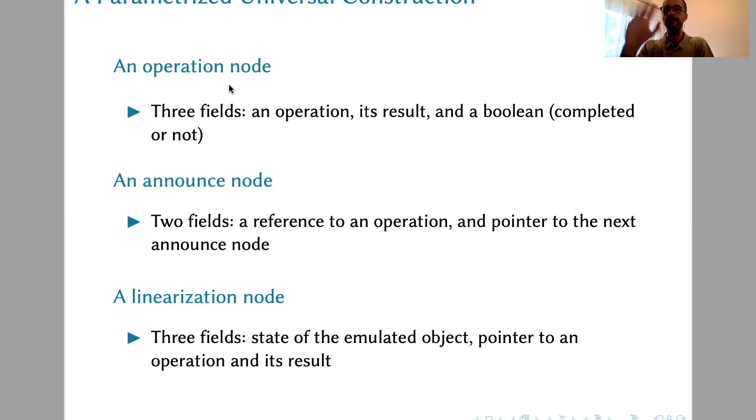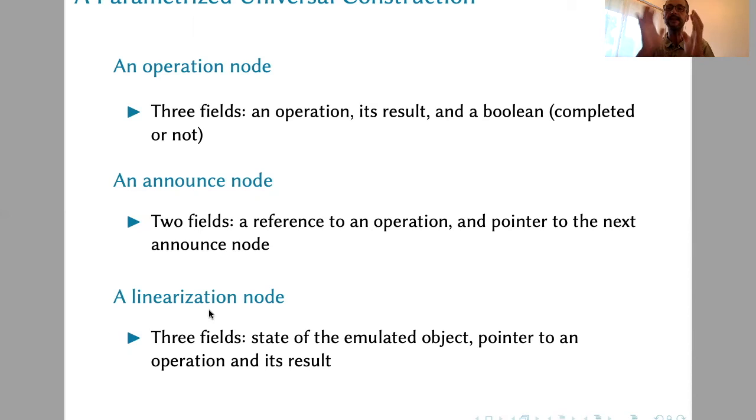We have a queue called announcement, and each node of this queue has two fields: a reference pointer to an operation and a pointer to the next announced node. And we have a register called linearization that points to a linearization node, which has three fields: the state of the emulated object, a pointer to an operation, and its result. Indeed, this node, pointed to by the variable linearization, represents the most recent state of the emulated object.